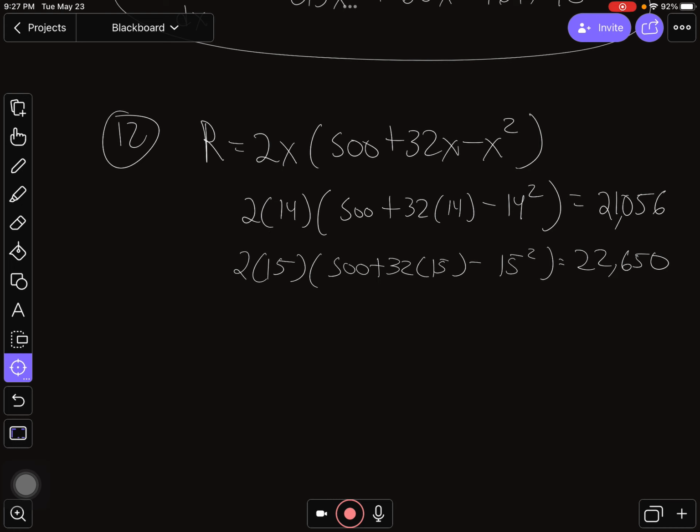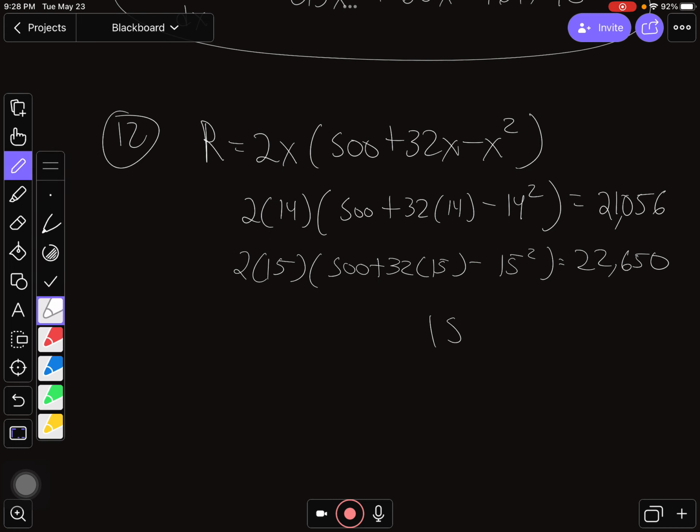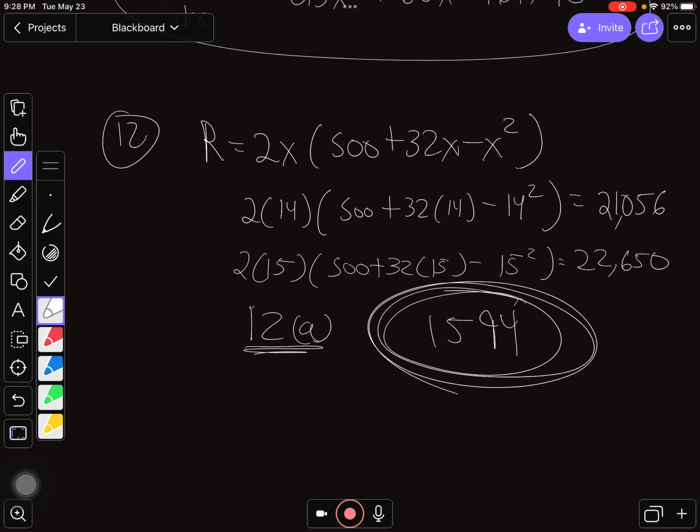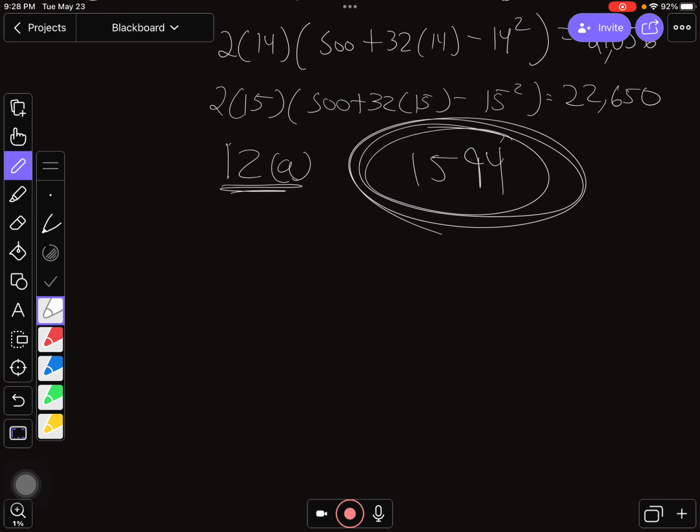So I'm going to subtract these two numbers. And when I do that, I'm going to get 22,650 minus 21,056. I'm getting 1594 when I do that. And that is your answer for 12A.